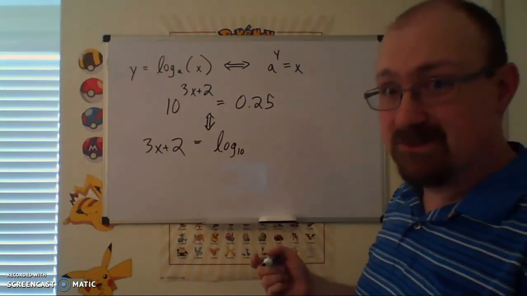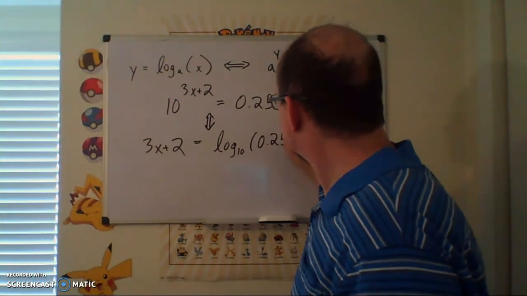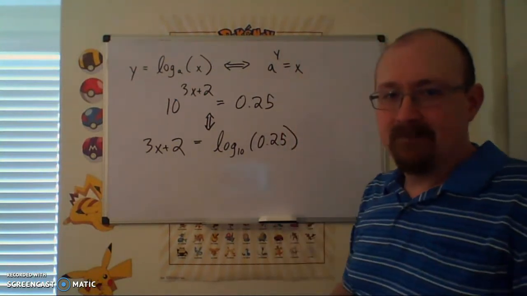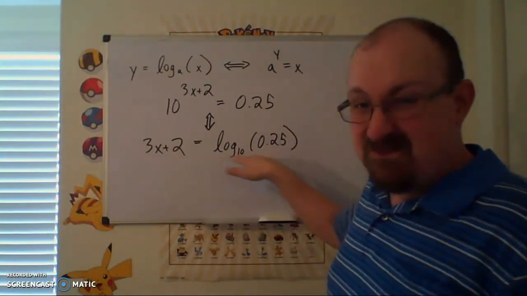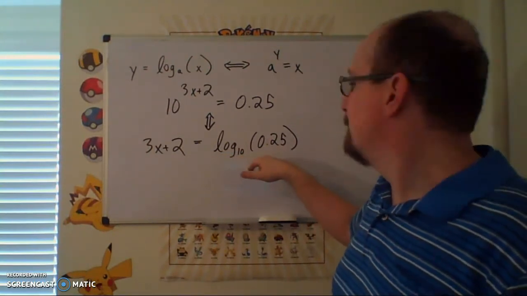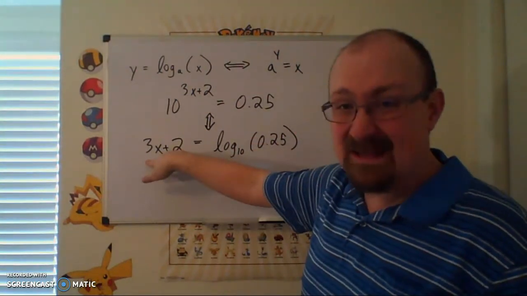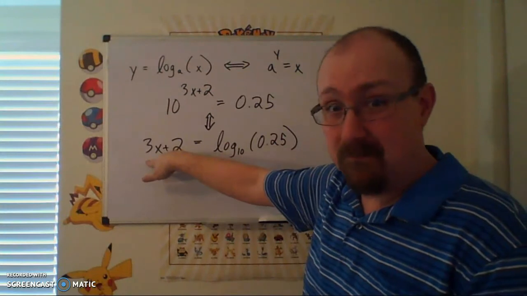Normally I wouldn't write that, but I'm just doing it for completeness sake here, of 0.25. Now from here, this is really just a number. We can work this out. It's kind of an ugly number, but it's a number nonetheless. So you can have this guy sitting over here, and now we just need to get x by itself like we've been doing for most of the semester.